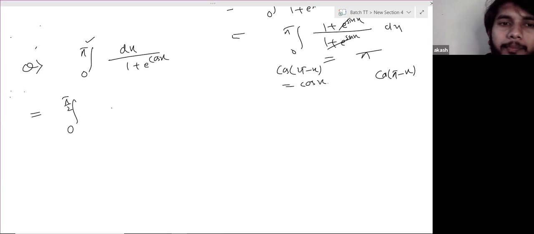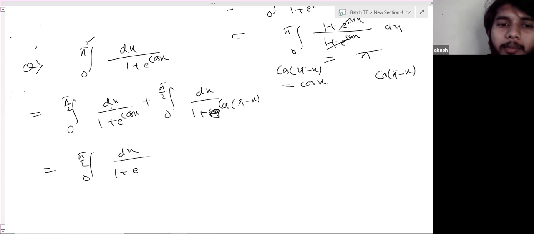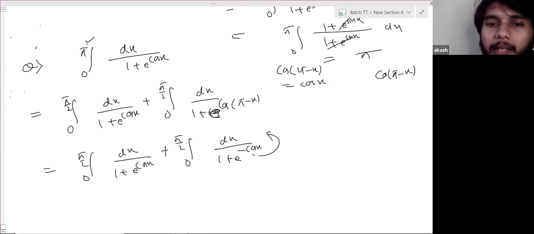So this will be pi by 2 dx upon 1 plus e to the power cos x, as it is 0 to pi by 2 dx upon 1 plus, sorry, e to the power cos pi minus x, 0 to pi by 2 dx upon 1 plus e to the power cos x, 0 to pi by 2 dx upon 1 plus e to the power minus cos x. So again, if you simplify this, you will get e to the power cos x in the numerator, and this will become 1 plus e to the power cos x.